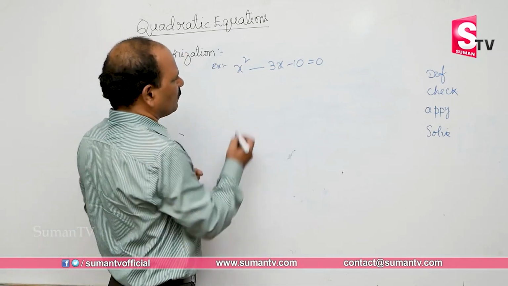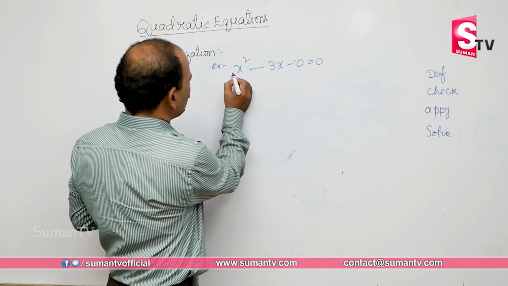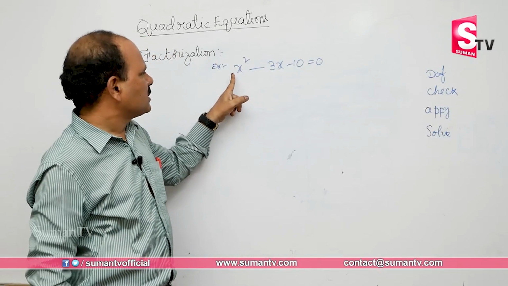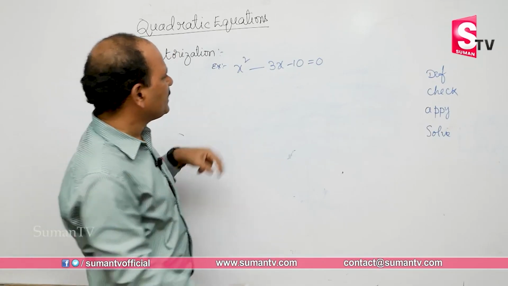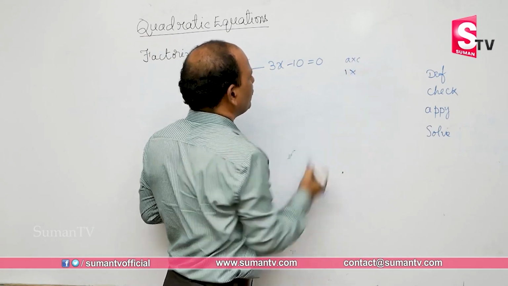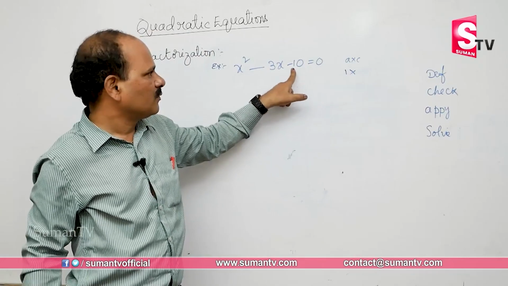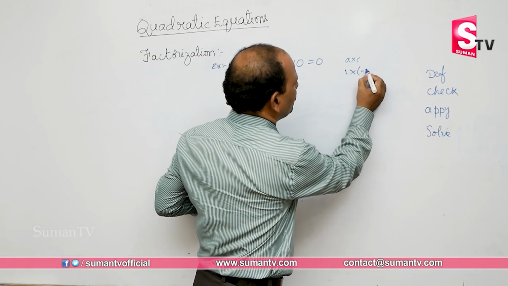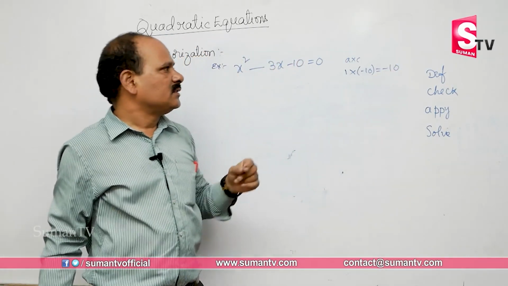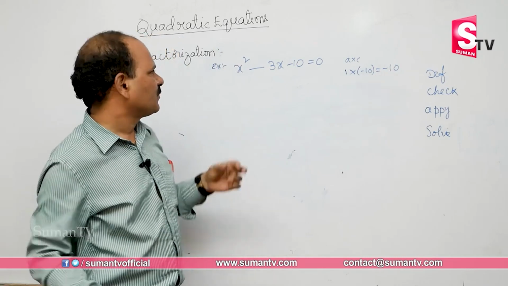Okay. Now, in the first step, I have to multiply a and c. Here, a is 1. If no coefficient is there, you have to take 1. Here, no coefficient is there. So, I am taking a as 1. a into c, that I have to do here. Here, a is 1. And c means the constant part, it is equal to minus 10. a into minus 10 is equal to minus 10. This minus 10 we have to split into factors.